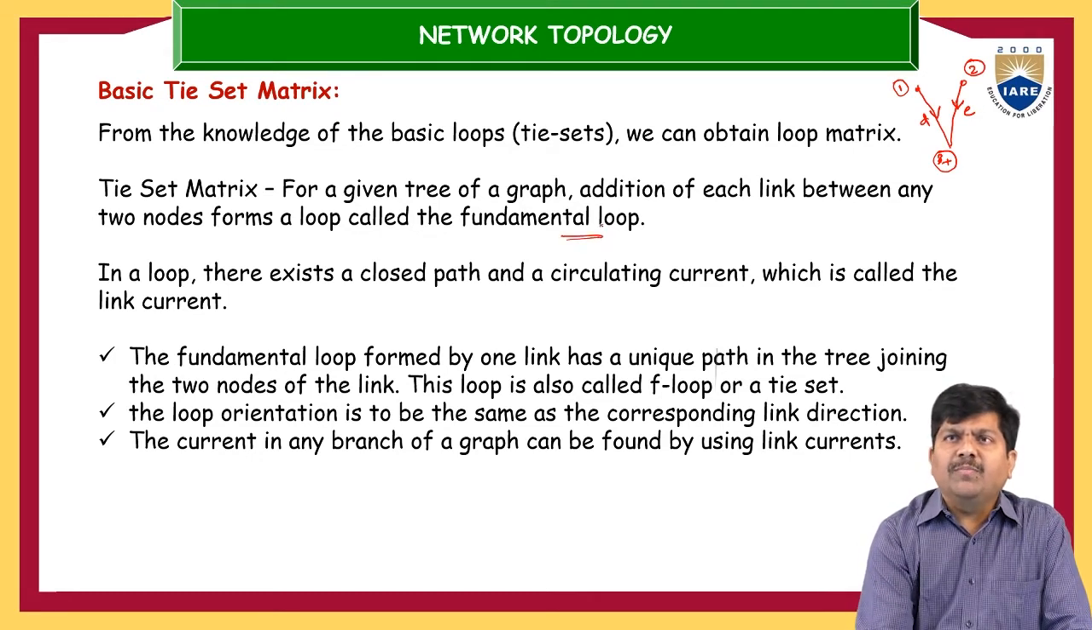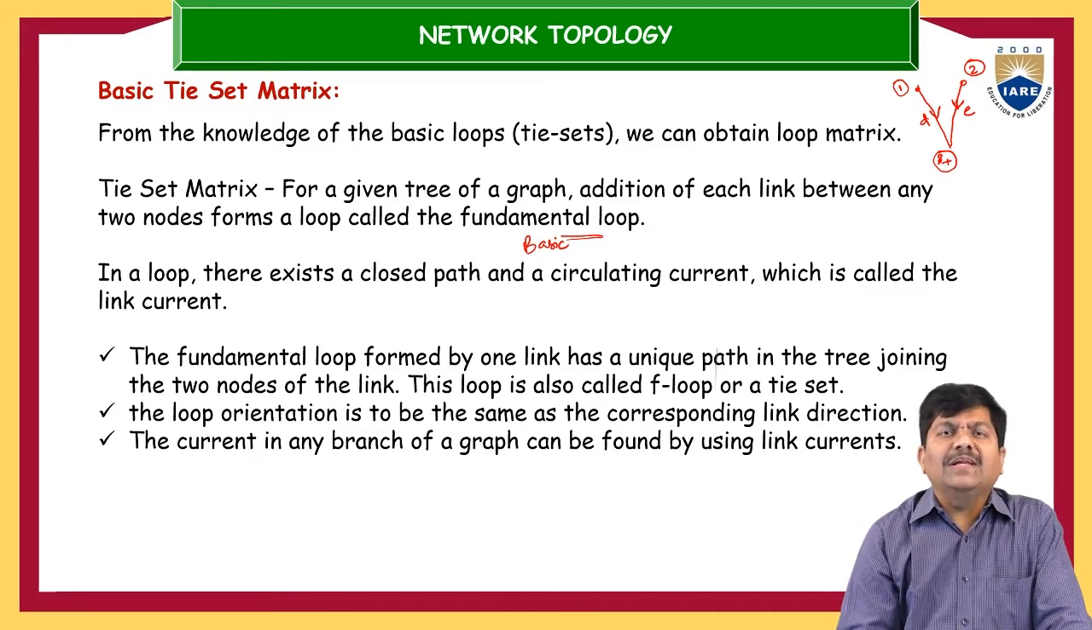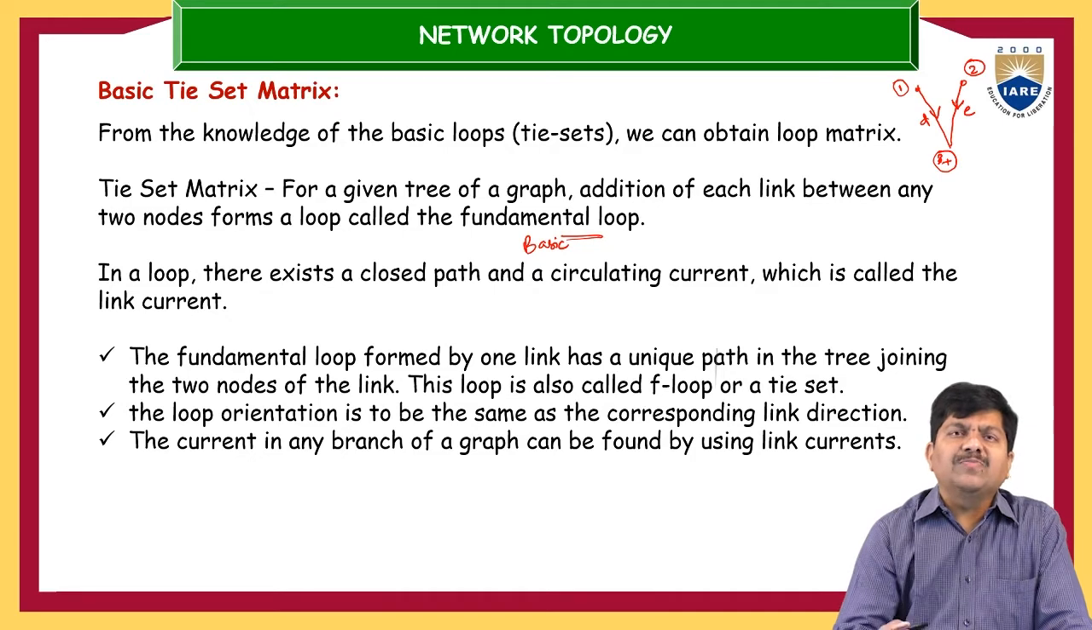Here we are talking about the fundamental loops, which can sometimes also be called basic loops. So what does a basic loop mean? The tree is developed from the original graph, so the graph has been equivalently represented with a tree. If you want to identify how many basic loops we are going to get, take the same example with one more node, node 3. So node 1, node 2, node 3 and node 4. This is the tree of the given graph.